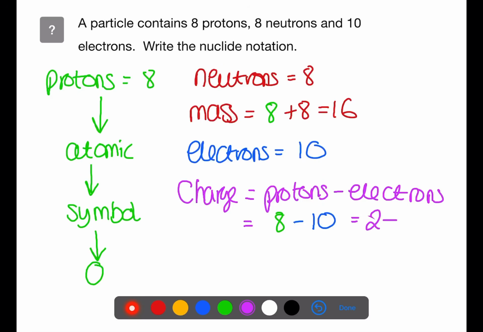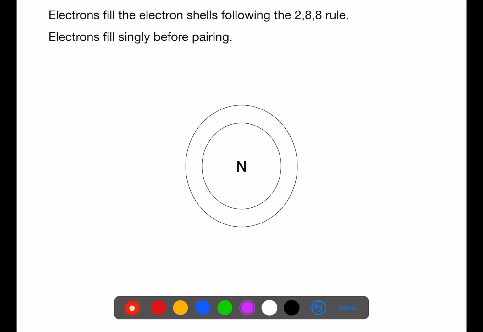Putting this all together, we can write out our nuclide notation. First of all, we have the symbol O for oxygen. We have an atomic number 8, mass number 16, and a charge of 2 minus. Electrons fill the electron shells following the 2-8-8 rule. Electrons always fill singly before pairing.